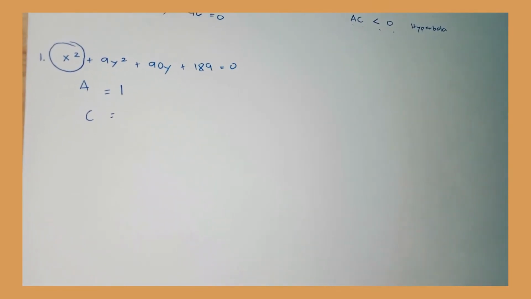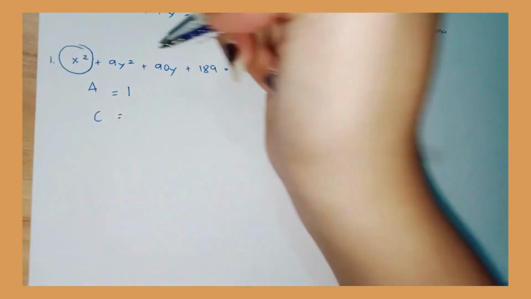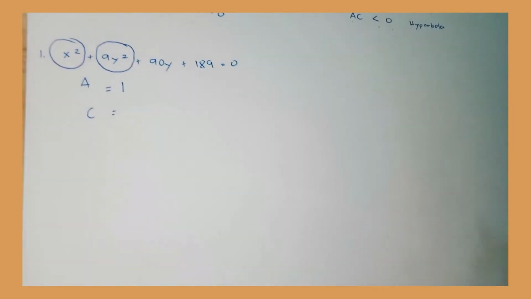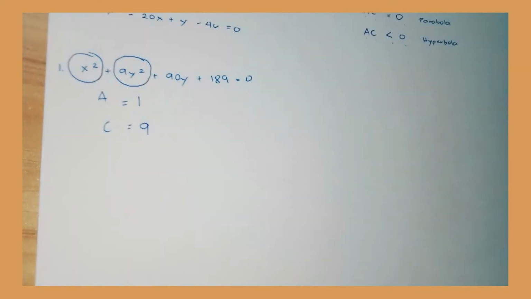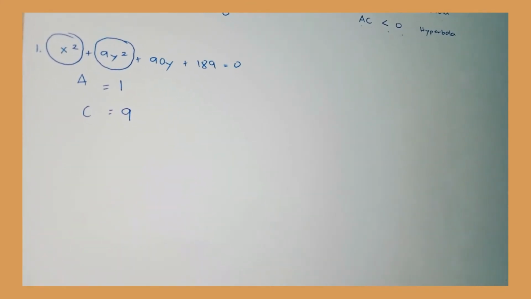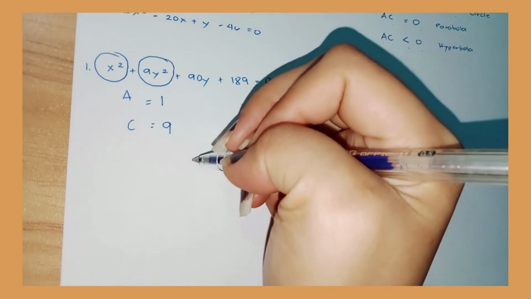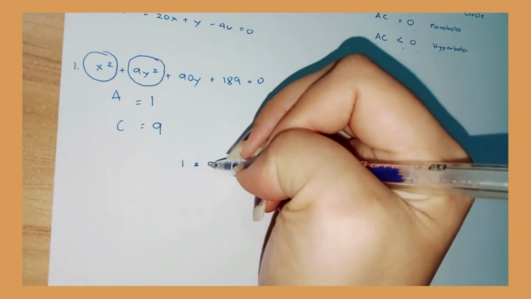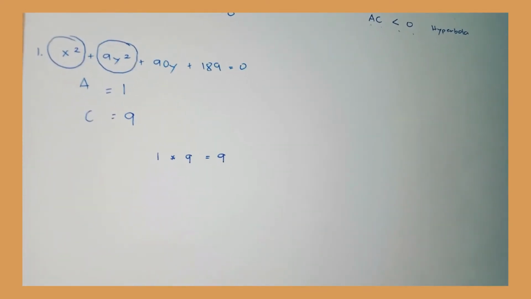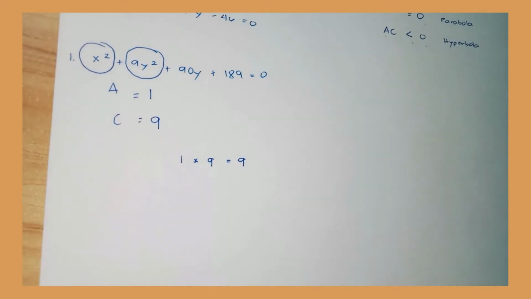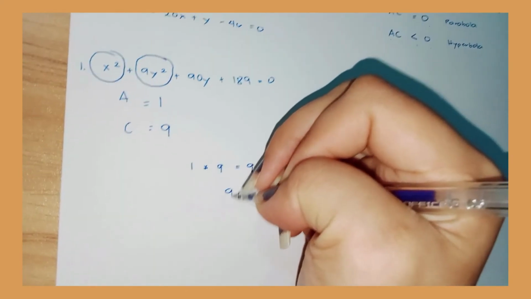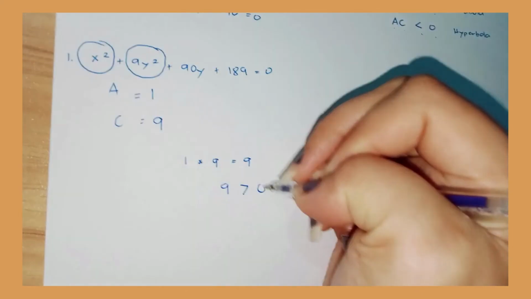Next, ano naman yung C? Ang C, yun yung kasamang number ni y squared. Ano ba yung kasamang number ni y squared? That is 9. So that will be the value of A and C. Next na gagawin natin, i-multiply lang natin sila. 1 multiply to 9. The answer is 9. Ngayon, yung 9, i-determine natin greater than, equal, or less than 0. So, yung 9 ay greater than 0.